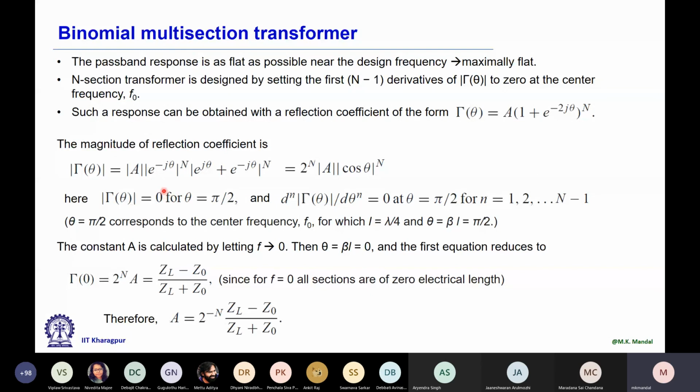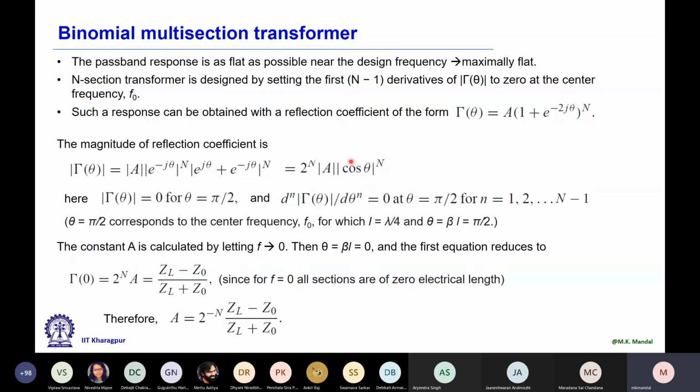Now magnitude of e to the power minus j theta whole to the power n, this is the phase part only. If I take magnitude, it would be 1. So then what is remaining? This part, it is twice cos theta. So 2 to the power n, magnitude of A, and cos theta, its magnitude to the power n. Now depending on theta, we can further simplify it.